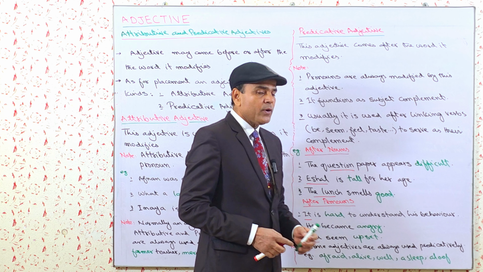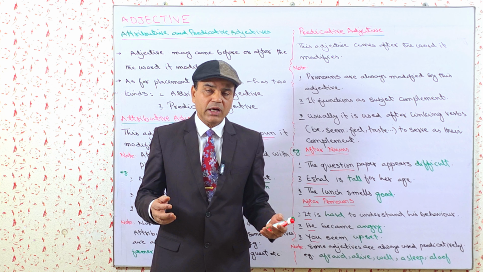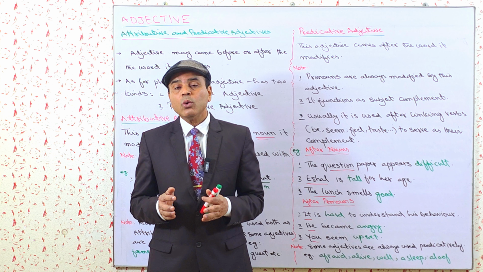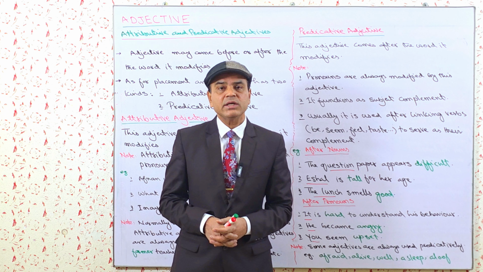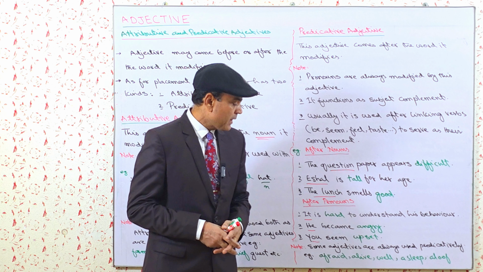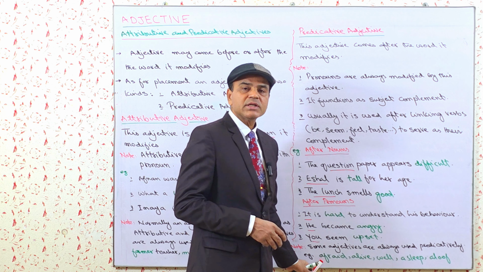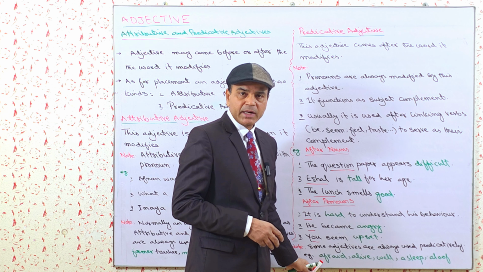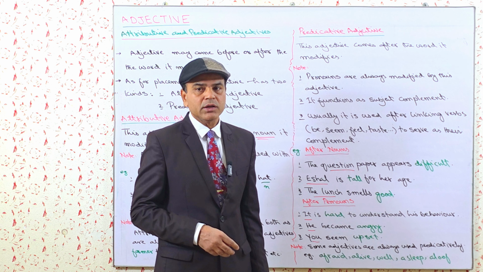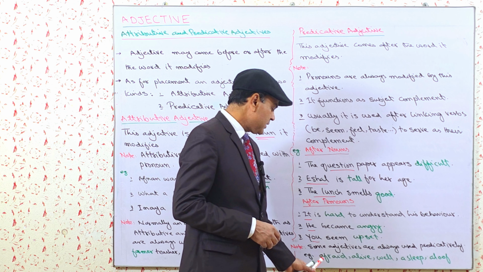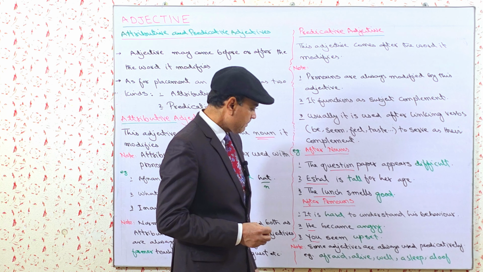There is also another point that we must note. In English, there are some adjectives which are always used as predicative adjectives. They are never used as attributive adjectives. Like the word afraid, it is always used as a predicative adjective. You can't say an afraid person or afraid girl or afraid boy, because it is a predicative adjective and must come after the word it qualifies.